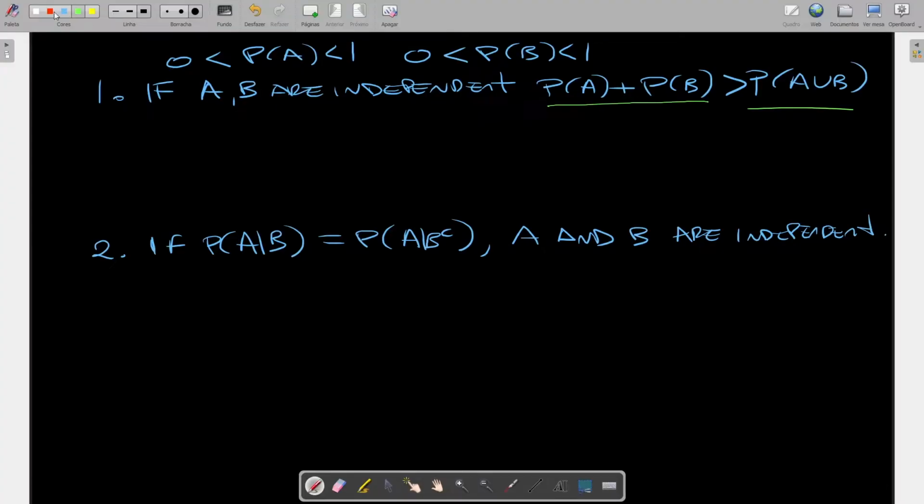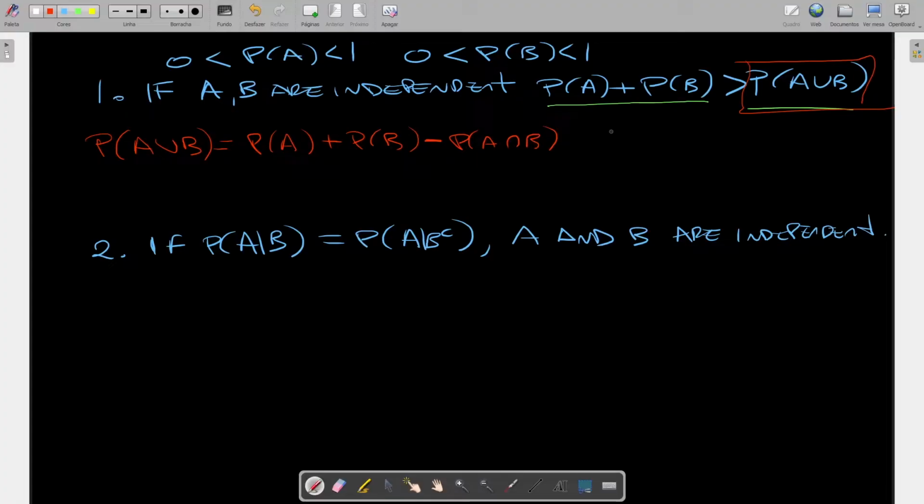So let's begin. The first way for you to solve this problem is by stating what's the condition that happens for the probability of A union B. When this happens, we have the following expression. The probability of A union B is equal to the probability of A plus the probability of B minus the probability of A and B. And we do this because we are not double counting.